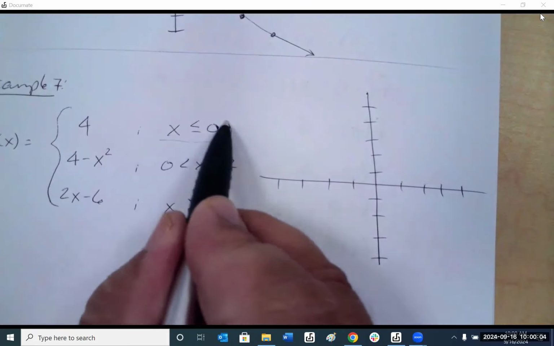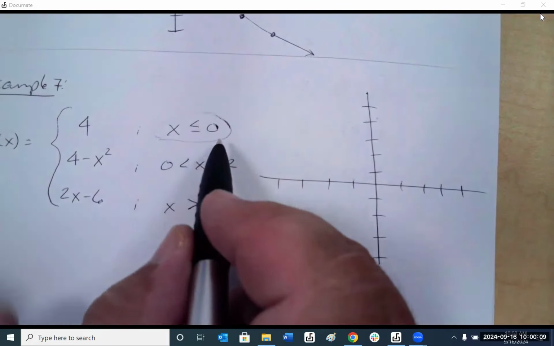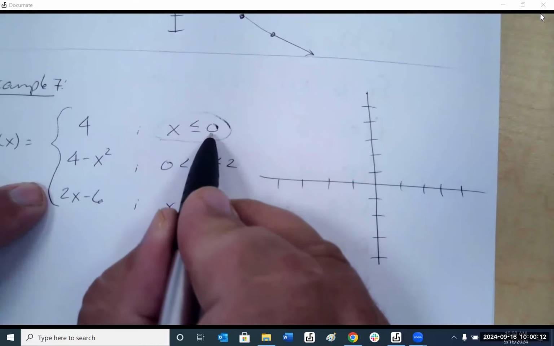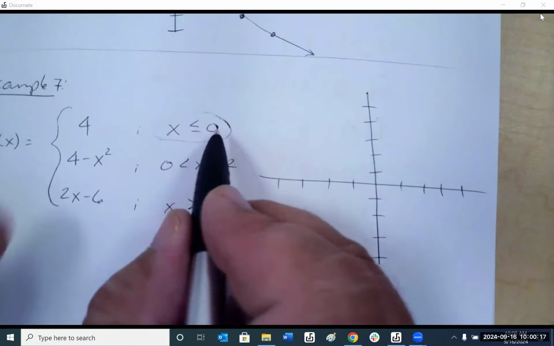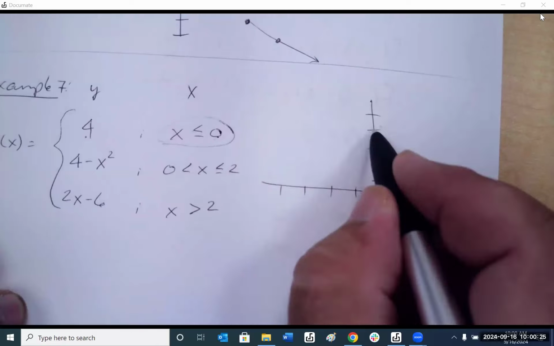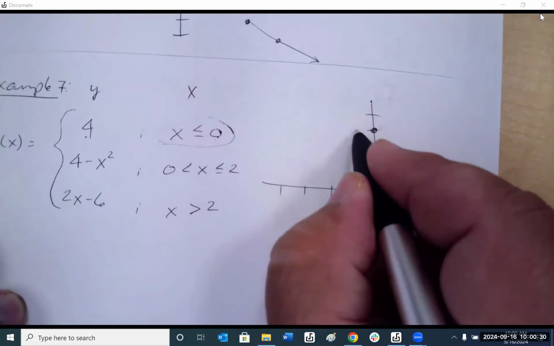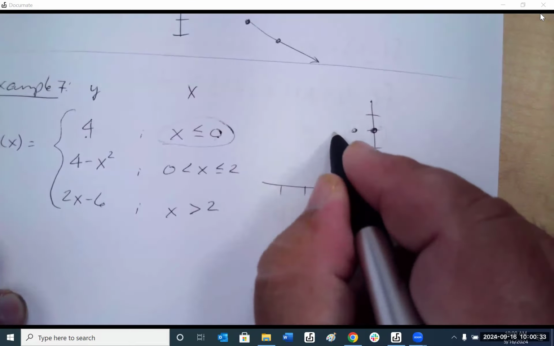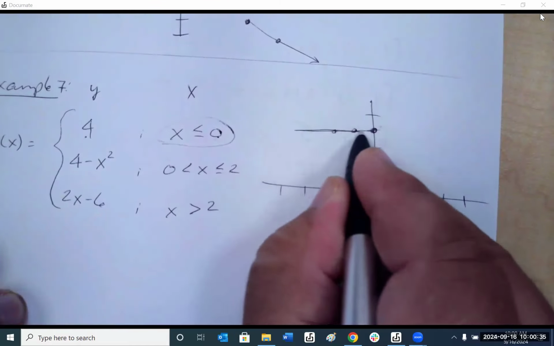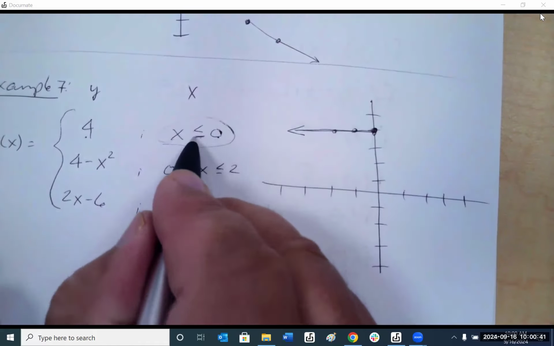So for the first set, all my x's less than or equal to zero. So I start off at the end point at zero. When x is zero, what's y? These are my x's, these are my y's. When x is zero, y is four. Now I go less than. When x is negative one, y is four. When x is negative two, it's a horizontal line. It's a constant line going that way. And it's a solid dot because it's equal.